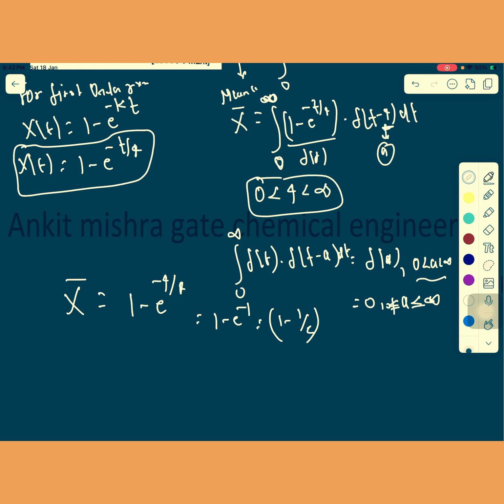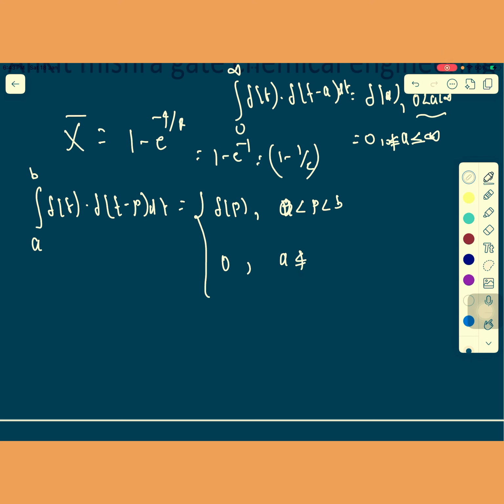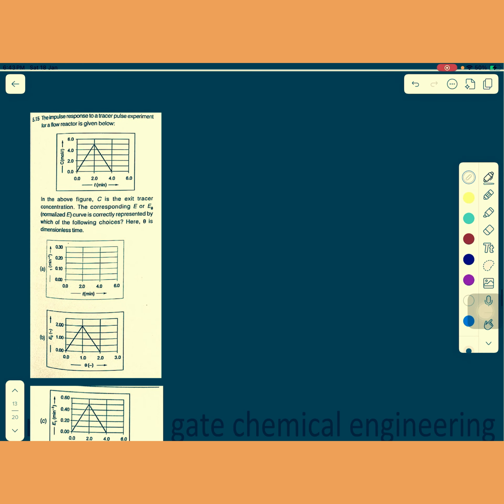So the most important concept here was the Dirac delta function concept. Whenever we are integrating over any limit, let's say if I am doing a to b, and let's say f(t) into δ(t minus p) dt, that will be equal to f(p) when a is less than p is less than b, and equal to 0 when p is not between a and b. Okay, so this question was only based on this. So you should know this concept as well as the segregation model's mean conversion concept. That's all. I hope this is clear to all of you now. After that, I'll be moving towards the next problem.